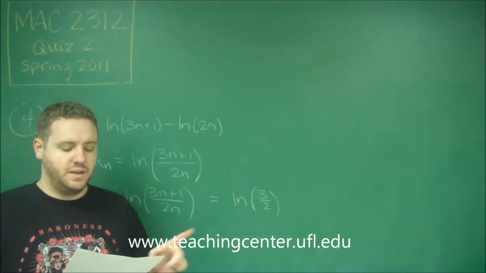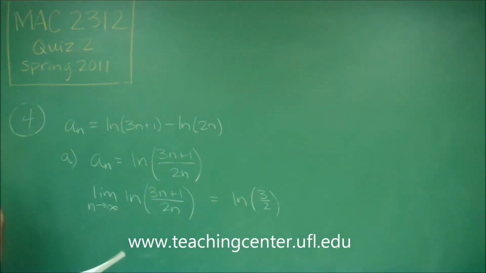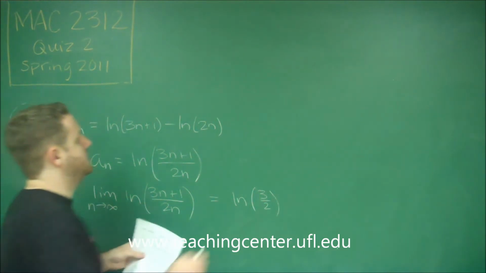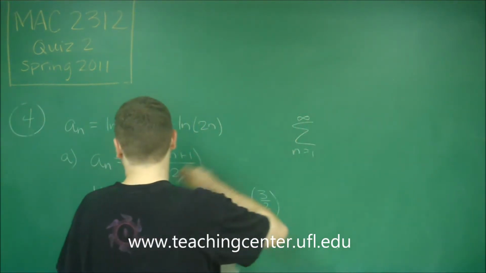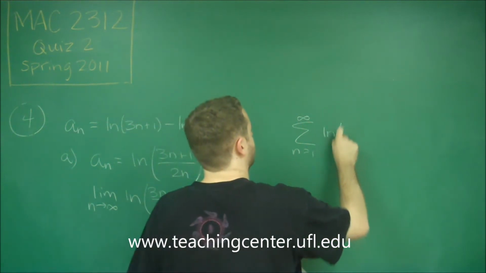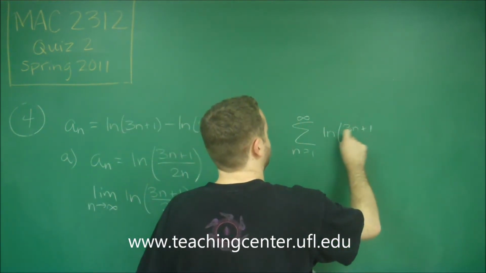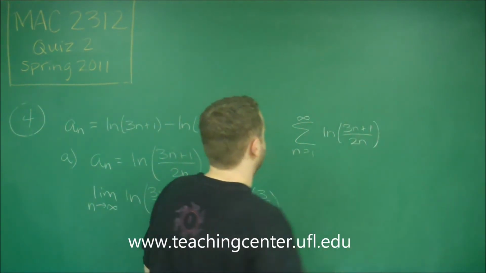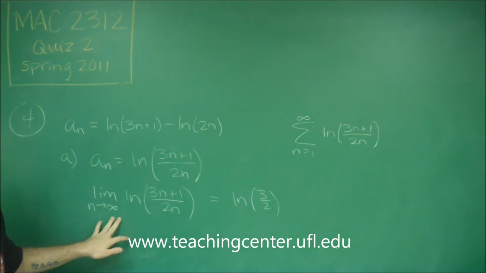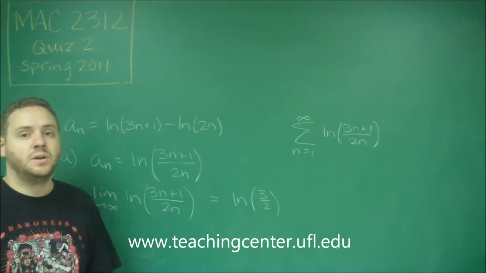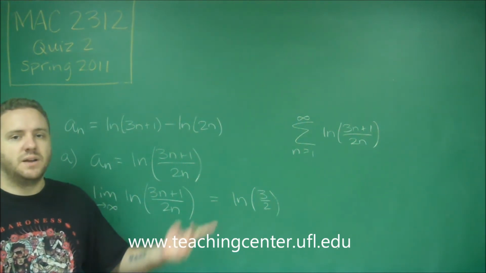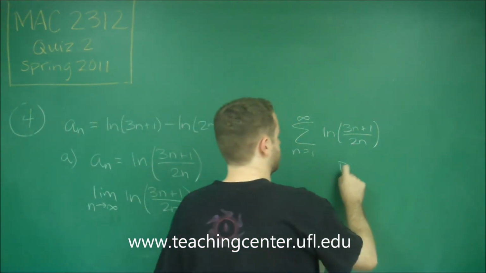But part B is saying, does the series converge? Well, the series involving this same function here, ln of (3n plus 1) over 2n, we just did the limit as n goes to infinity, and we got ln of 3 halves, which is not 0. So just from the test for divergence, this series definitely diverges.